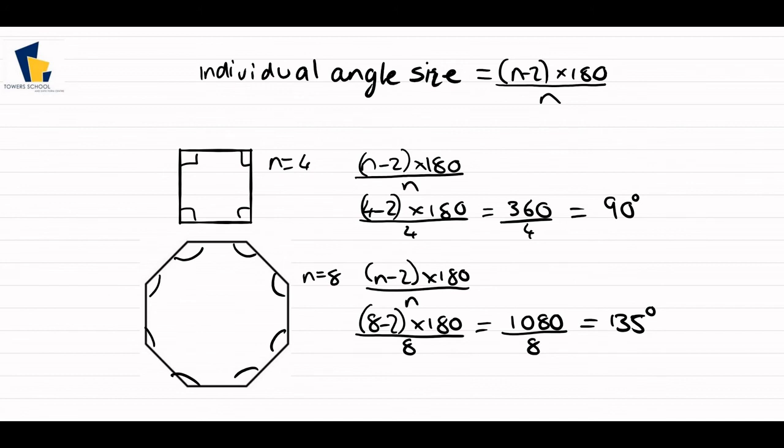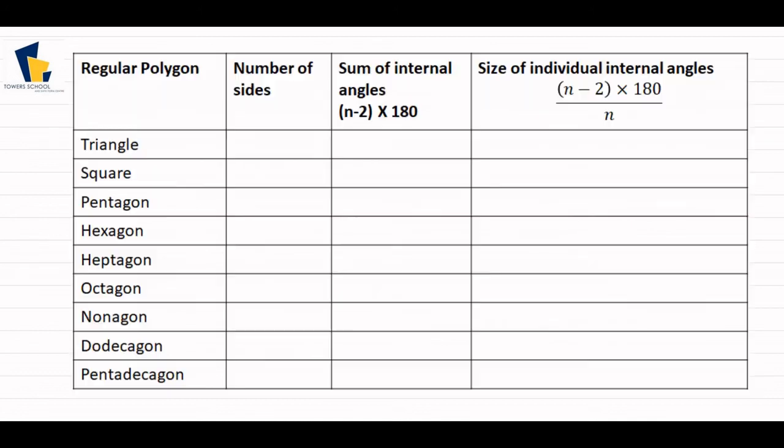What we're going to do now is fill out a table. In your books, or on your Google form, you need to create the following table. This table will need to be copied out. This is obviously going to be your work for today. I'd like you to find the sum of the internal angles and the size of the individual angles for the following polygons. For a triangle, the number of sides is 3. This is your n column.